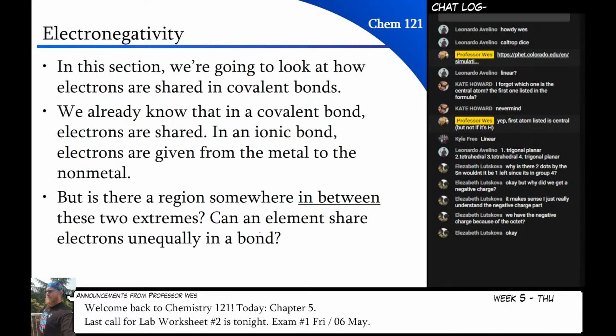Now, we know that in a covalent bond, we share electrons. And we also know that in an ionic bond, electrons are transferred from one atom to the other to form our ions. Now, these seem like very binary states, but it turns out that you can actually share electrons unequally. For example, maybe one atom gets the electrons more of the time. They just end up closer.